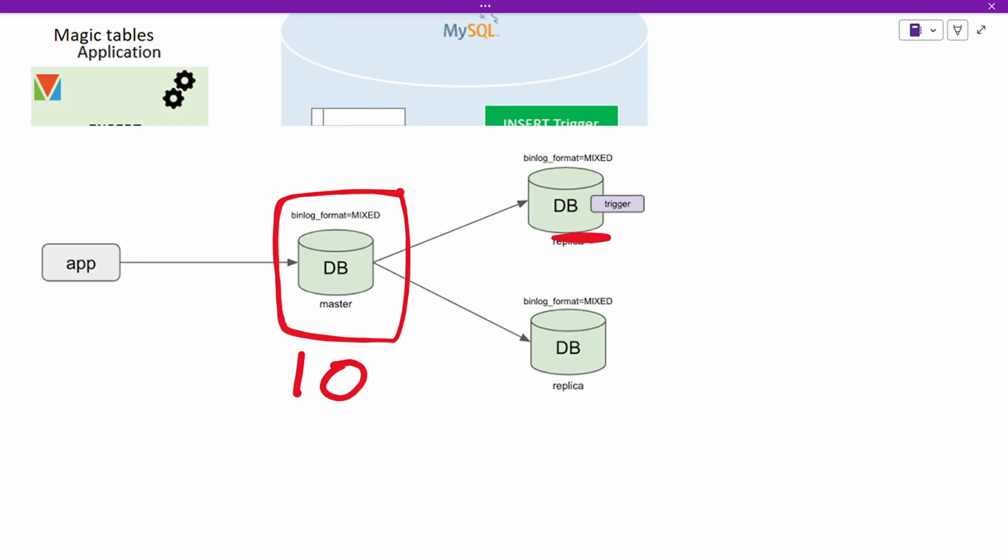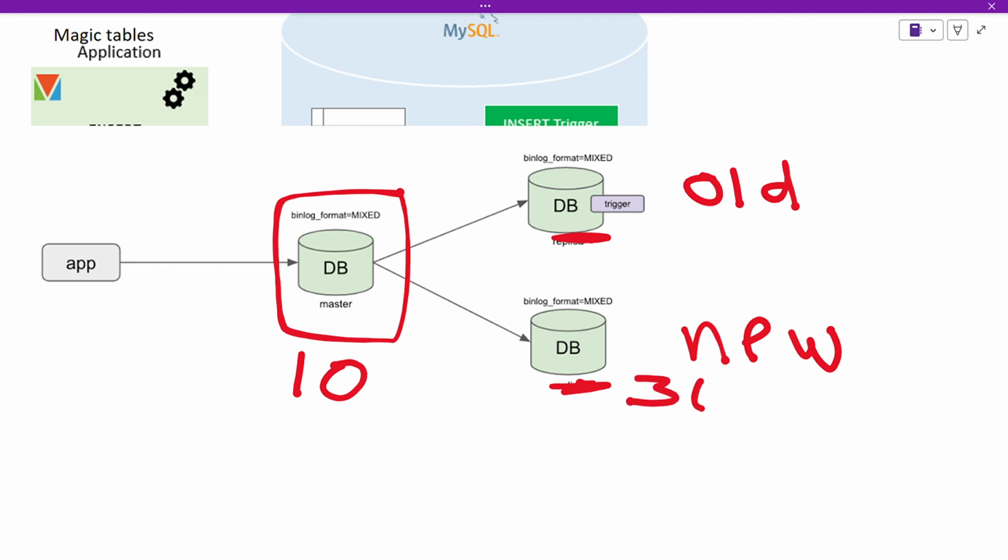Then there will be replicas created. One of them will be called old, and one of them is called new. The new will have all the updated records, 30, and the old will still have the 10 records. So you can use this to compare whatever operation has happened. These magic tables are only formed when you're using an event trigger, like before and after.